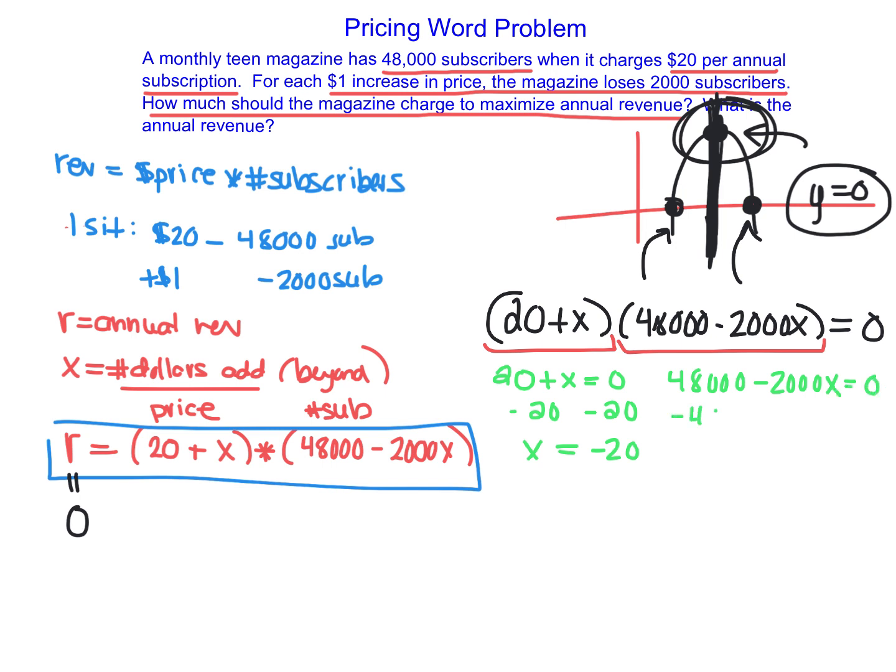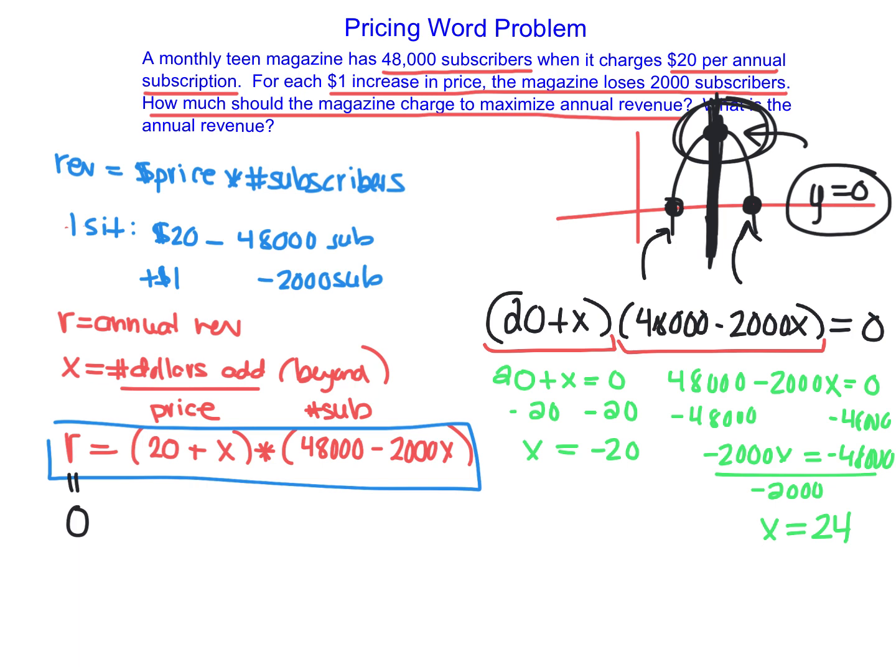I'm going to subtract 48,000 from each side. So I have negative 2,000 x is equal to negative 48,000. Divide by negative 2,000, and I find that x is equal to 24.